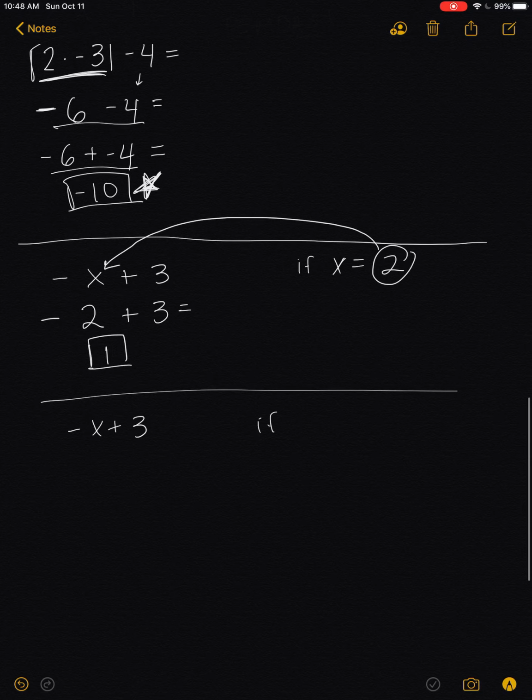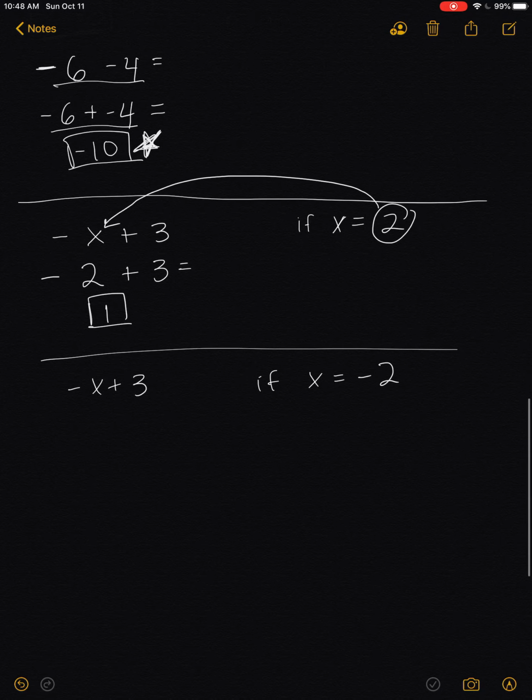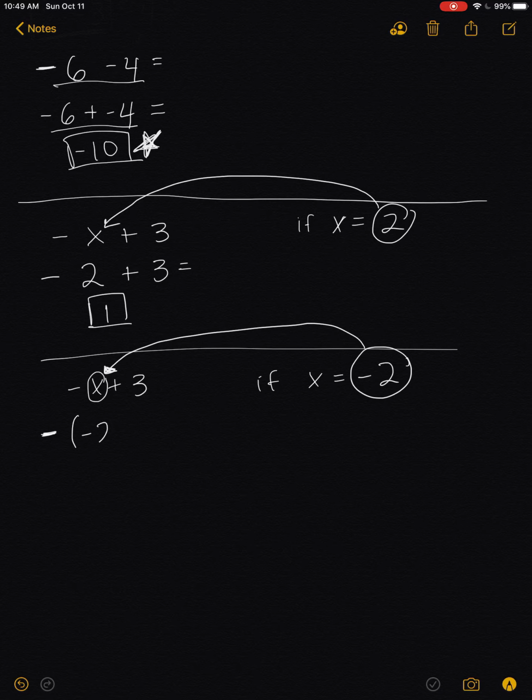Same problem, but let's see what happens when we have, let's say x is -2 this time. Okay, so this is where it gets a little bit tricky. Remember, this time x is a negative number. We're plugging it in to just the x. Okay, so we still have this negative in front, and then we plug in -2 plus 3.